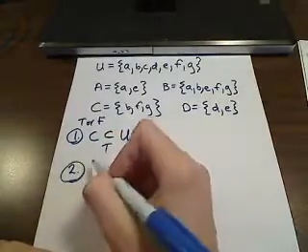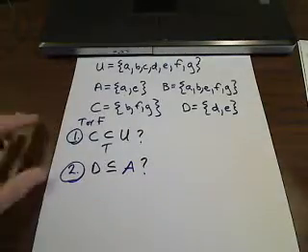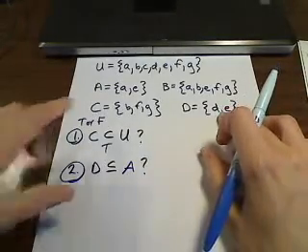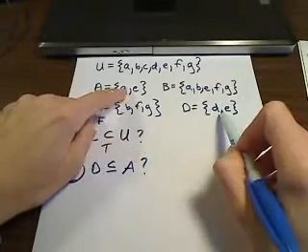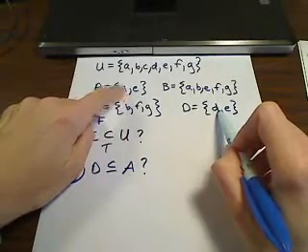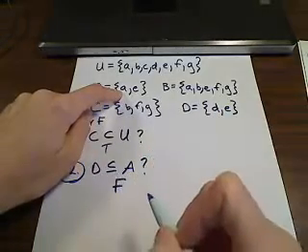If we take a look at something like D, is D a subset of A? So if we look at D, and then we look at A, D is not a subset of A because it contains an element that A does not contain. So this would be false.